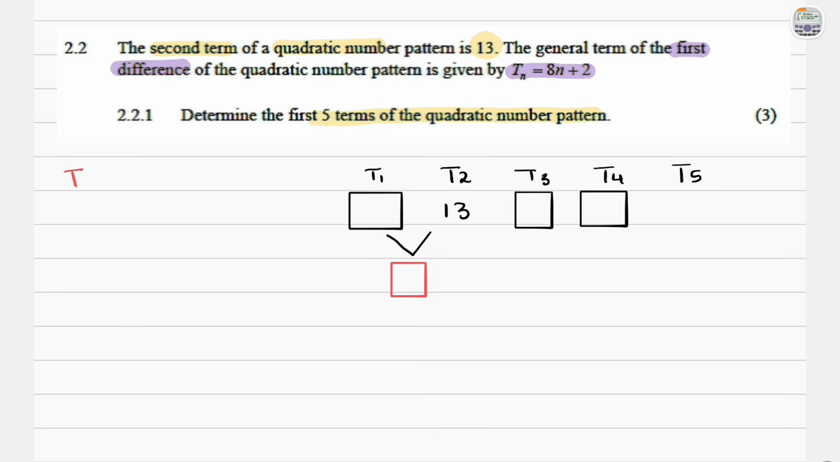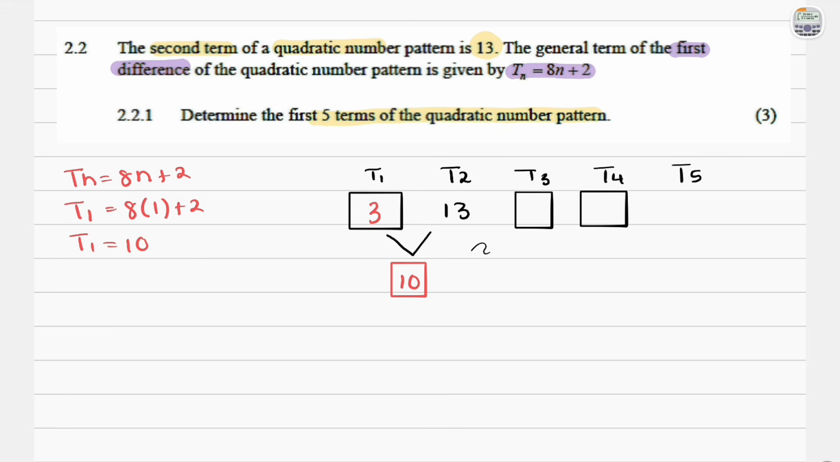If we know that the formula is Tn equals 8n plus 2, the first term in the first differences will be found by saying 8 times 1 plus 2, which is 10. So that's term 1. It's equal to 10. So if this is 10, what is this term? Well, we would say term 1 plus the first term in the first difference to get 13. So what plus 10 gives you 13? That is 3. So we now know that the first term in the quadratic pattern is 3.